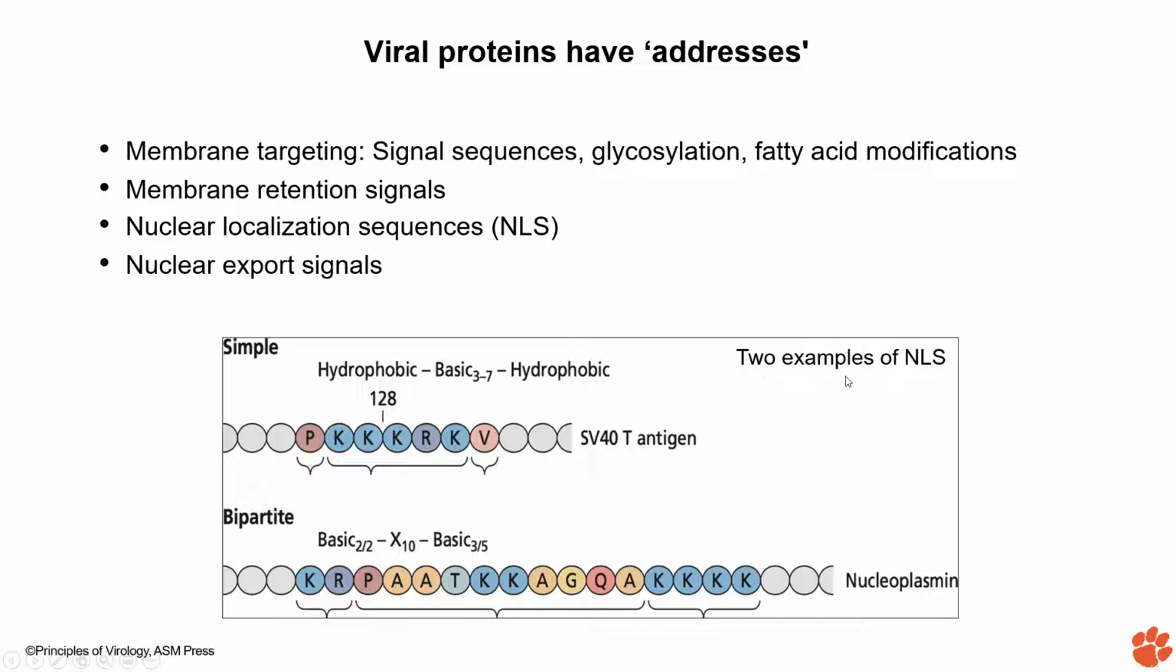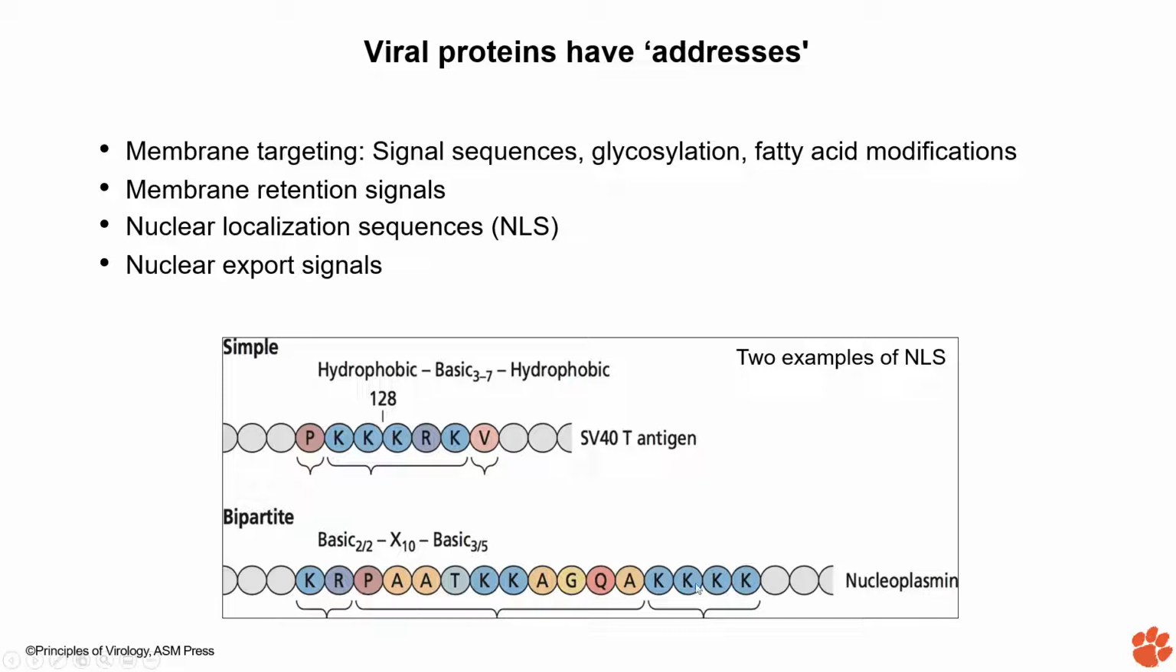So here we are looking at two examples of the NLS, the third in the row. Here you are seeing that you have a proline followed by a stretch of basic amino acids, 3 to 7, and then followed by another amino acid like a valine. This is the SV40 T antigen. This is a nuclear localization signal. The T antigen must go to the nucleus to do its function.